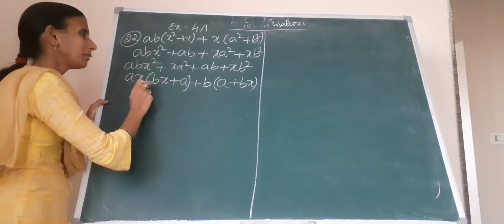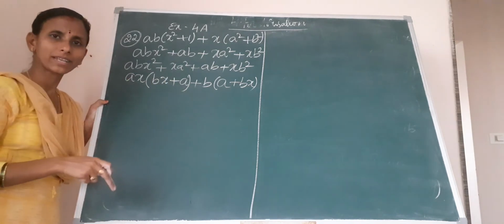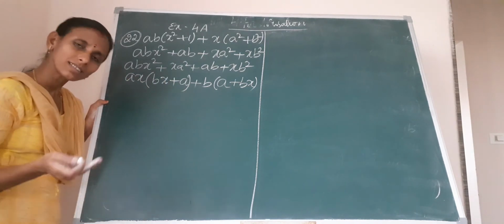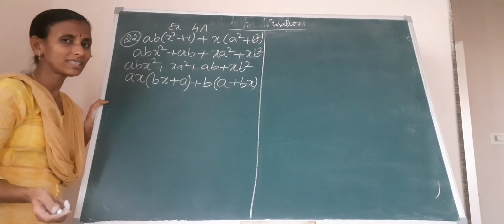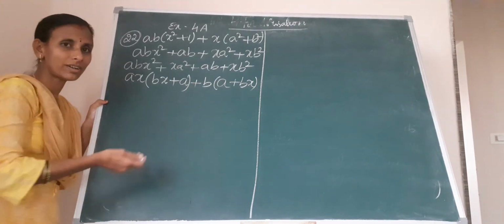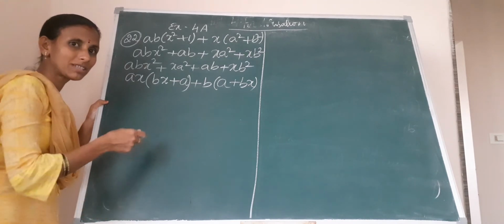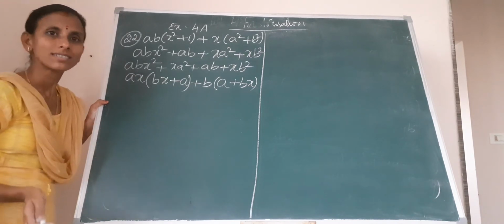Okay. See, bx plus a or a plus bx. 2 plus 3, 3 plus 2, both the values are 5. So there is nothing different. This is the commutative law under addition. So a plus b or b plus a both are same.